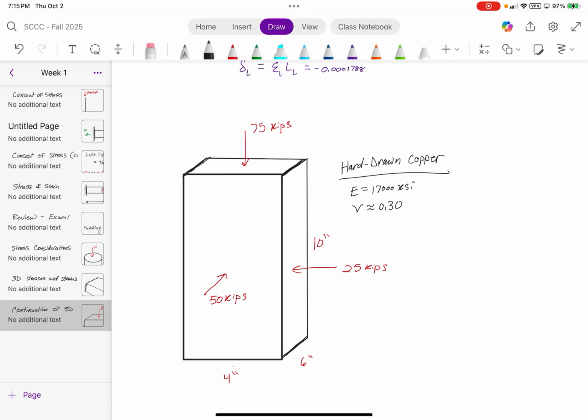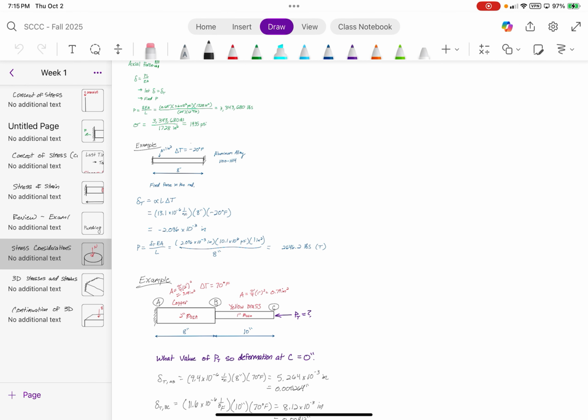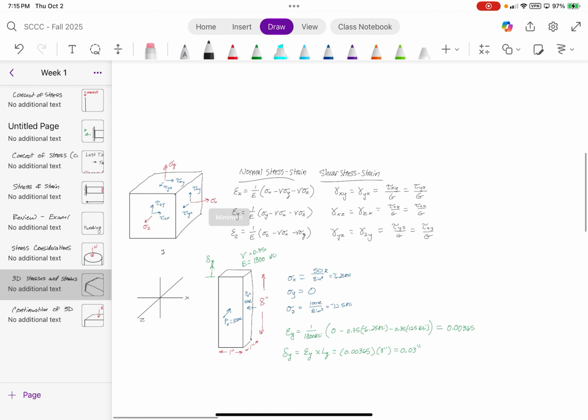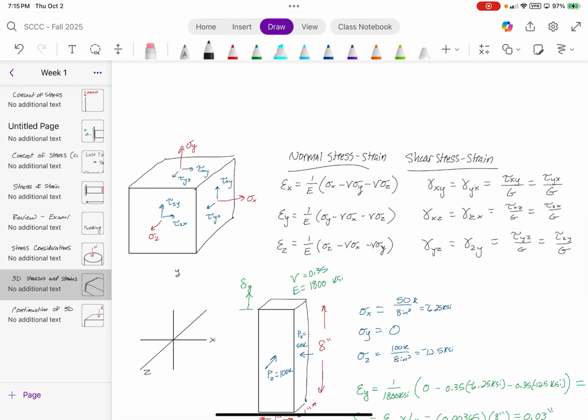Now we have a problem with three stresses acting on it. The reason I wanted to show you guys this was because everything that we've been doing is one-dimensional. Now, these equations, which we wrote last class, is as if we solved for each force independently and computed the lateral deformations of each, lateral strains of each, and then just summed everything together.